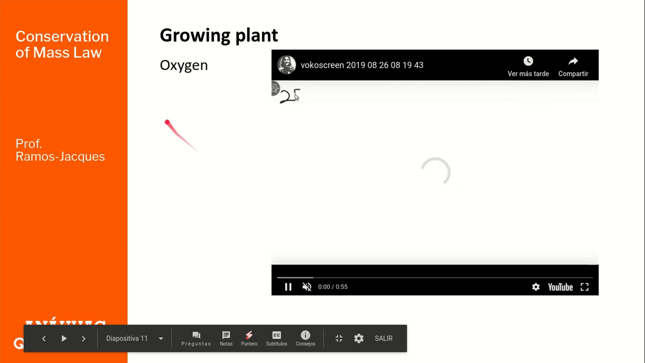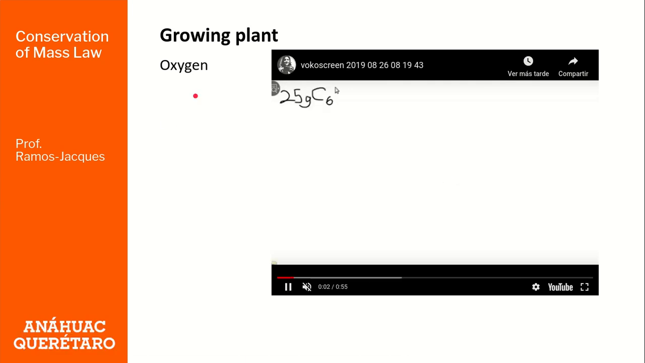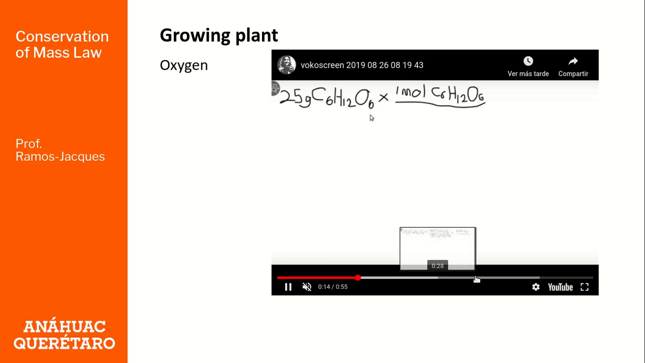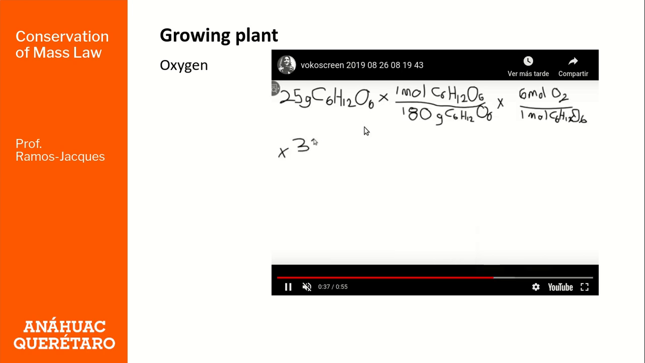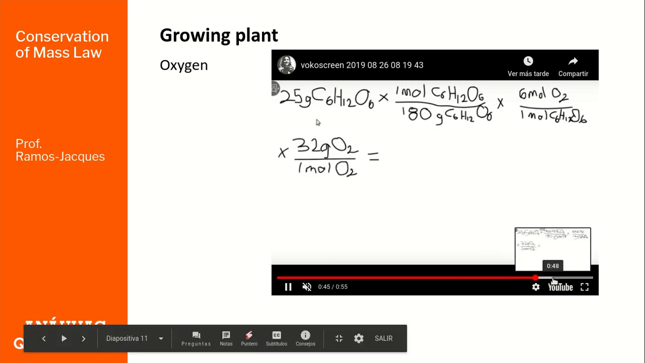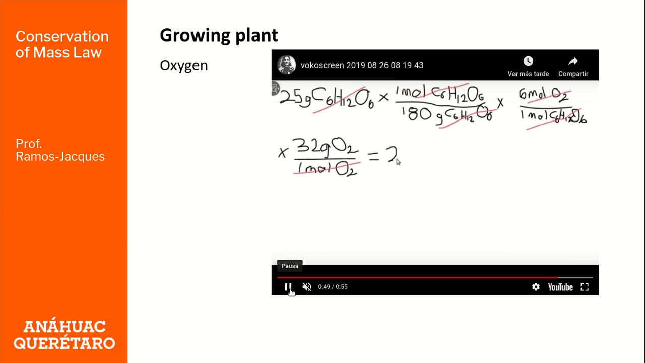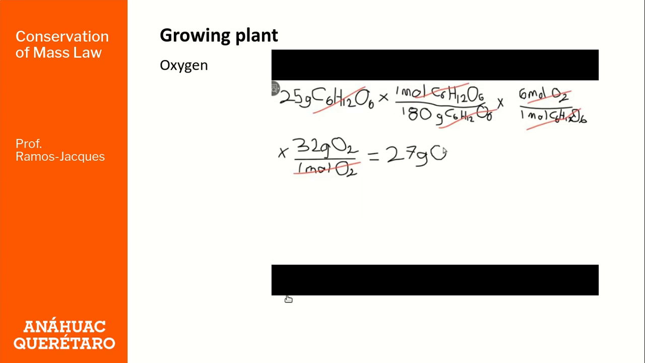All these calculations you can see on my YouTube channel, but it's the same procedure. So we have here the molecular weight again. Another relationship, in this case it is the same number, but it doesn't have to be true for all calculations. And here we have 25 grams of oxygen for the process of a plant growing.